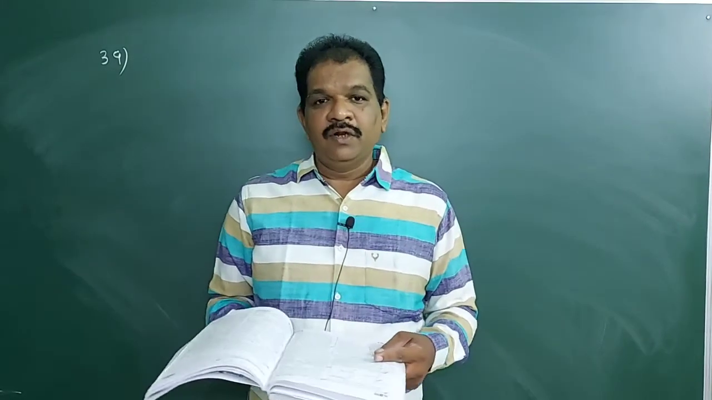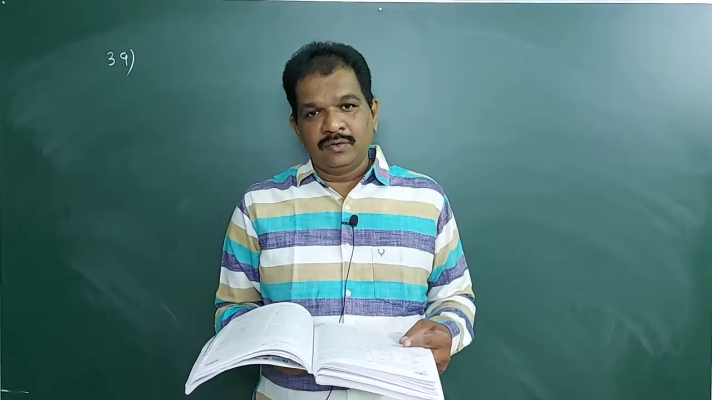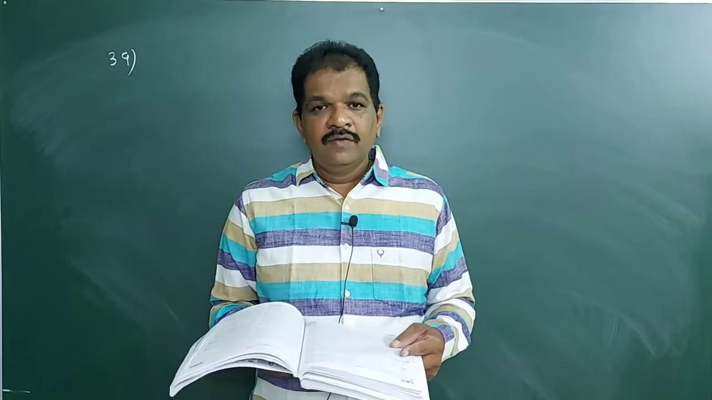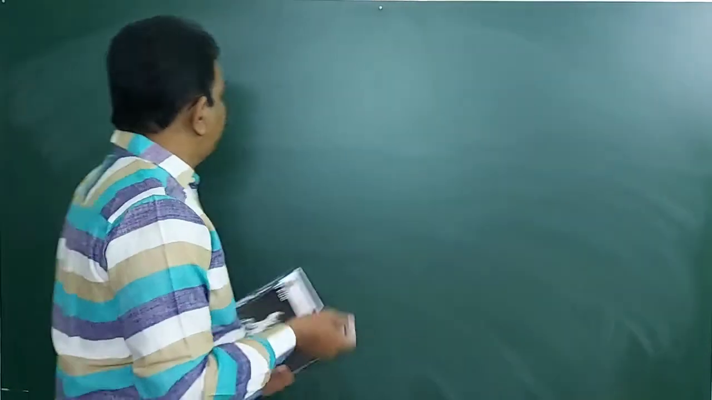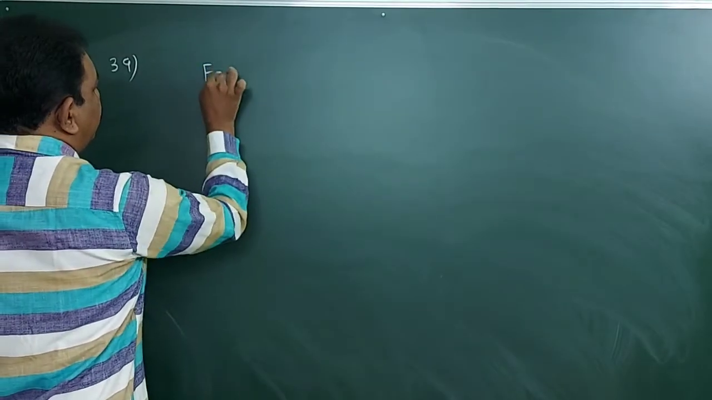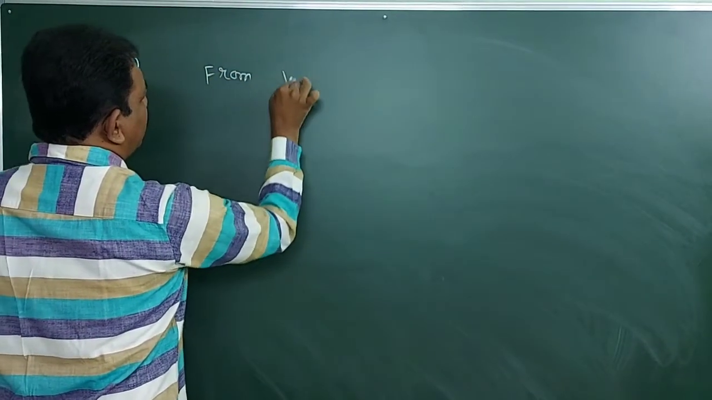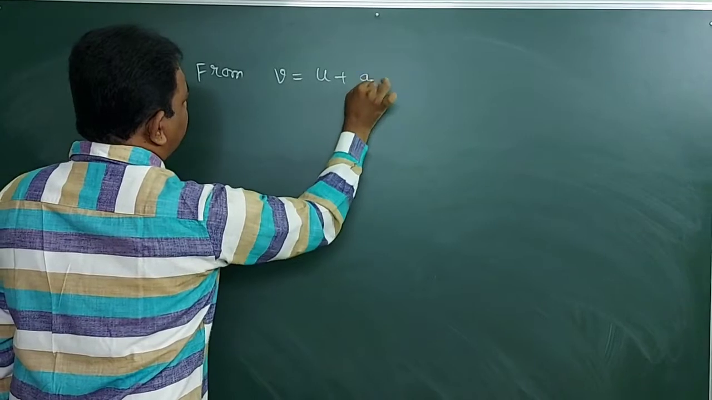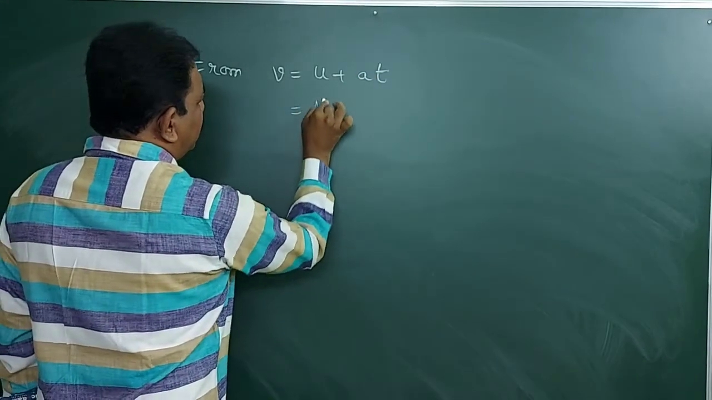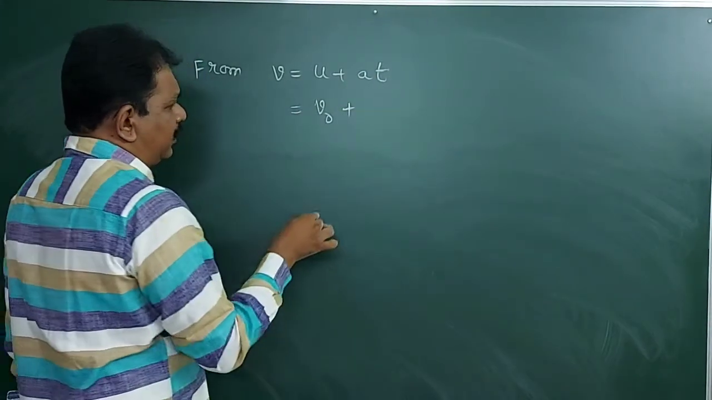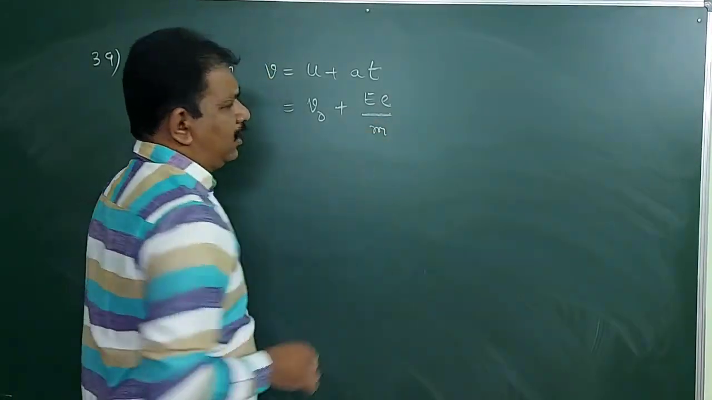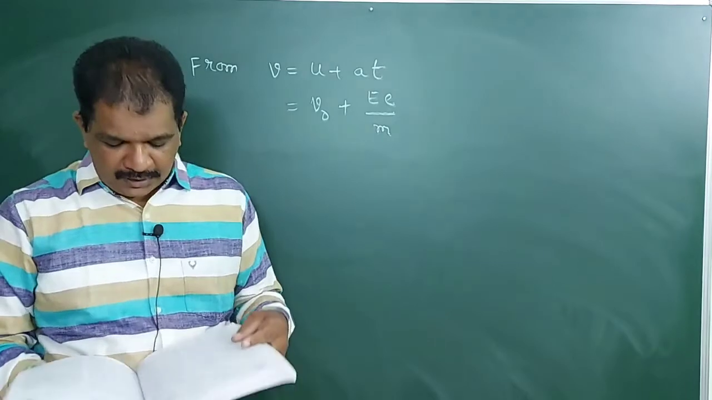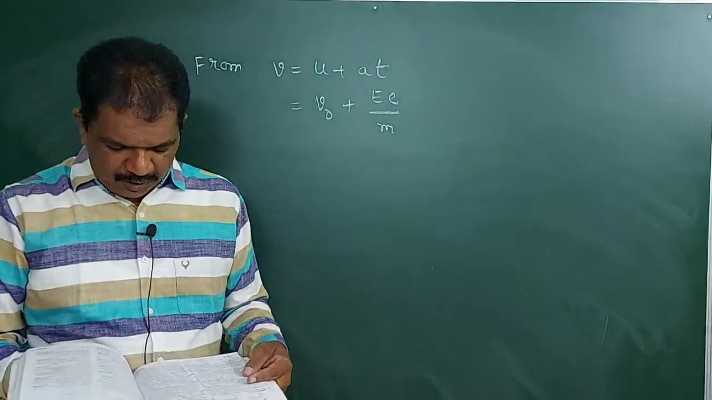The de Broglie wavelength formula: lambda is equal to h by mv, where v is the velocity after time t. First we will find v, from v is equal to u plus at. Initial velocity is v naught, a is equal to eE by m, and the time value will be t.